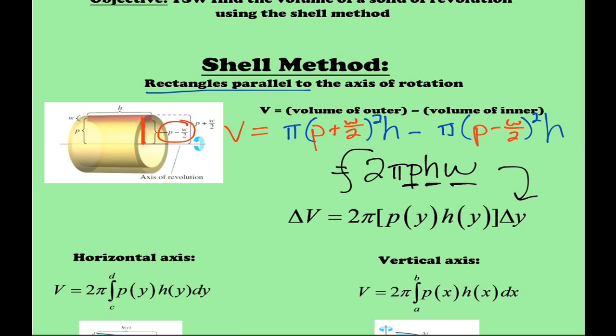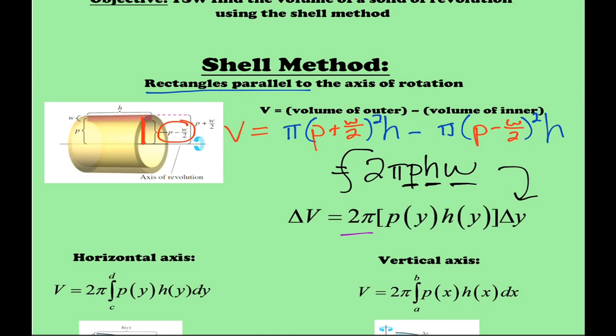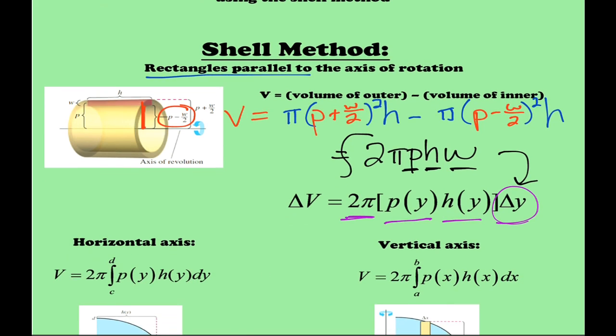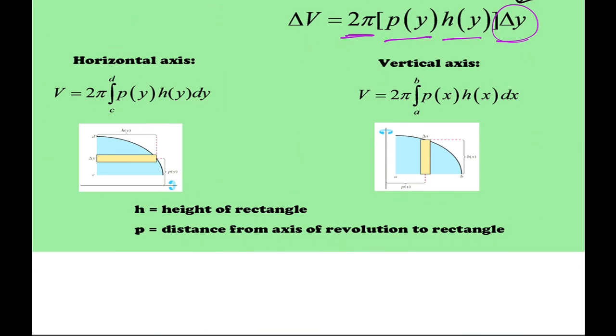We've got our 2 pi out in front. We've got our p, which is our distance from our axis of revolution to our rectangle. We've got our h, which is the heights of our rectangle, and then we've got our delta x or delta y. Okay, so depending on how your rectangles are lying, we either need to do vertical with respect to x, or we need to do horizontal with respect to y.